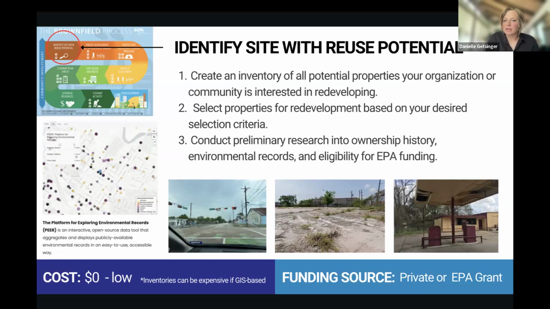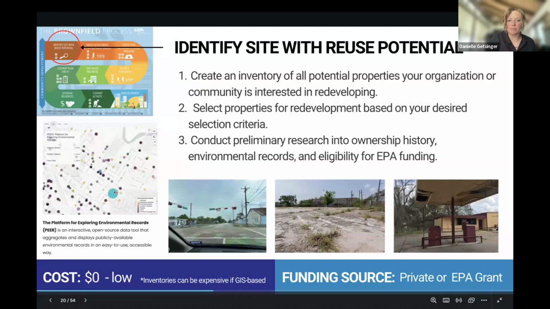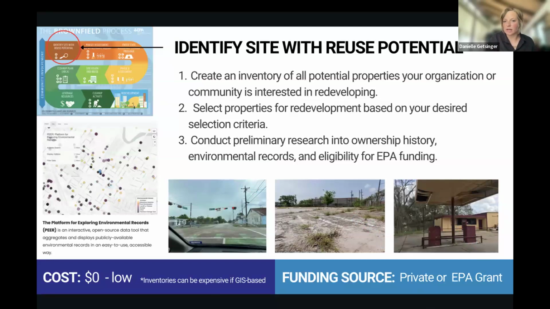The next step in that process is doing some preliminary research. You're looking at ownership history and environmental records, which we can introduce in the resources. That's a platform for exploring environmental records. So what do we already know about the site? This gas station here might have a record that says you have an underground storage tank. And then you're looking for eligibility and funding. This could get complicated, and you could get confused. That is why CClear, Groundworks, and other folks in the technical assistance are available to answer those questions. But don't feel like you have to go out and hire a consultant just to identify your brownfields and get started.